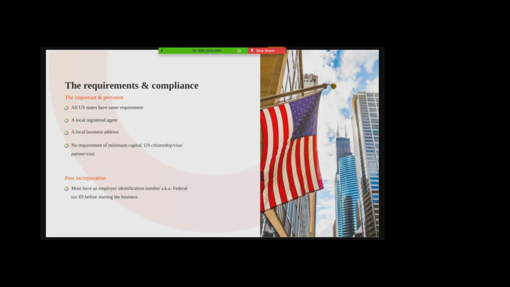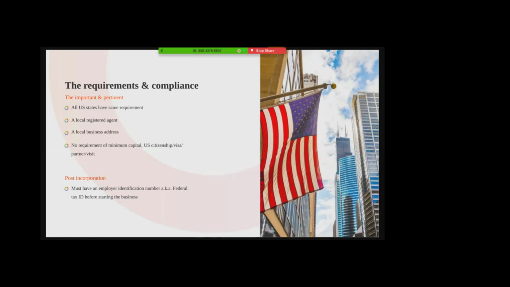And the next one would be a local business address. All of the states would want you to have a local business address in the state where you are incorporated. Apart from this, there are no other compliance requirements for incorporation. Most of the people that come to us will always ask, do we need a minimum capital? Do we need US citizenship, a visa, or a partner, or do we have to physically visit? No, these are all not required at all.